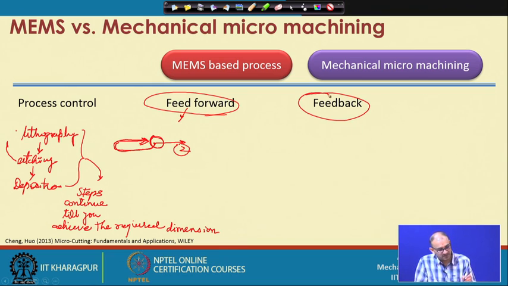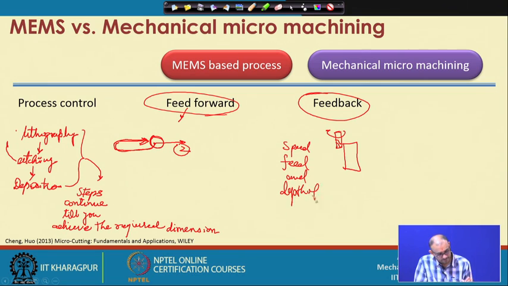What is a feedback process? Suppose we are making one component and this is our cutting tool, and it is rotating. We have in our hand the speed, feed and depth of cut. And we do this machining while simultaneously putting some sensors in place. These sensors will give you the feedback.